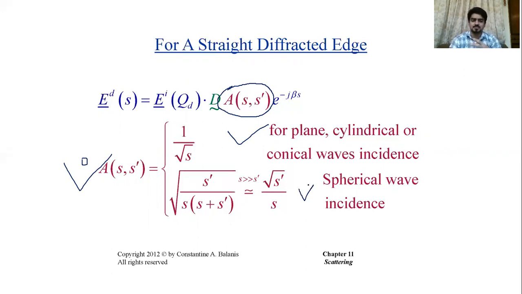So what I want to say is, the amplitude spreading factor depends on two factors. First is the geometry of the structure itself, and the second one is the type of source we have, the type of incident waves we have, whether we have a plane wave incidence, cylindrical wave incidence, or a spherical wave incidence.